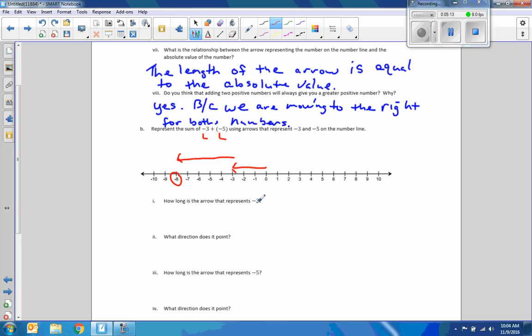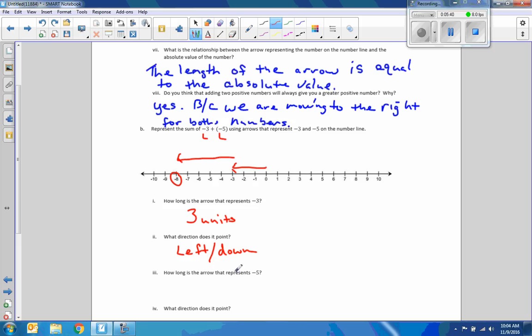How long is the arrow that represents negative 3? Be careful here. Distance is never negative. You take the absolute value or the length of the arrow. This arrow is still 3 units long. So how long is the arrow? 3 units. 2, what direction does it point? Left. If we were using a vertical, down.